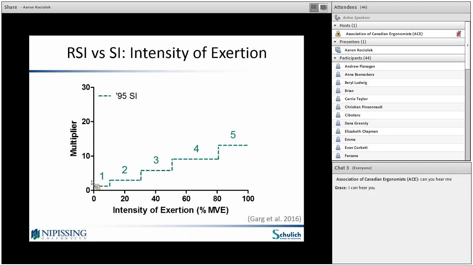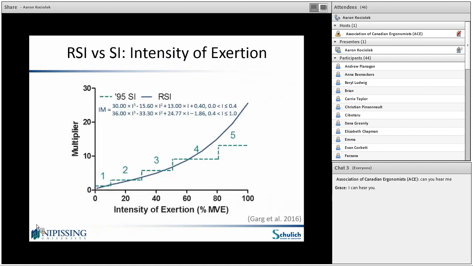So you can see in the first bin, if you're working less than 10% of your max, you're doing relatively light work in terms of the force requirements, and then you would actually get a very low multiplier score of just 1. Whereas if you're working very forcefully or near maximum, above 80% of max, you would have been in that 5th category, and you get a much higher multiplier, showing a higher risk for this job and a score of 13.